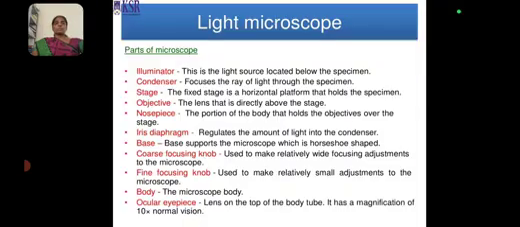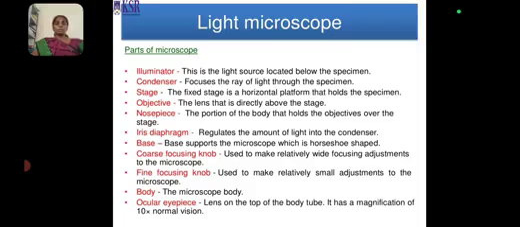The next one, we are going to see about the parts of the microscope. The first and foremost important part is the illuminator. This is the light source located below the specimen. The next one is the condenser, which focuses the rays of light through the specimen. Then next is the stage, which holds the specimen, and the objective, the lens that is directly above the stage. The next is the nosepiece, the portion of the body that holds the objective over the stage. Then the iris diaphragm, which regulates the amount of light into the condenser.